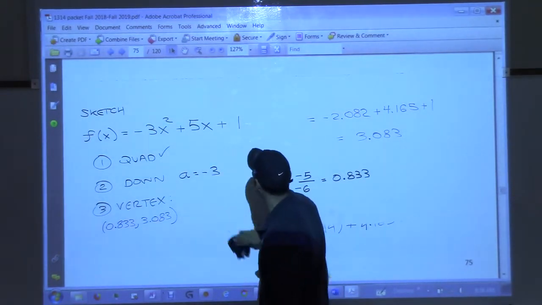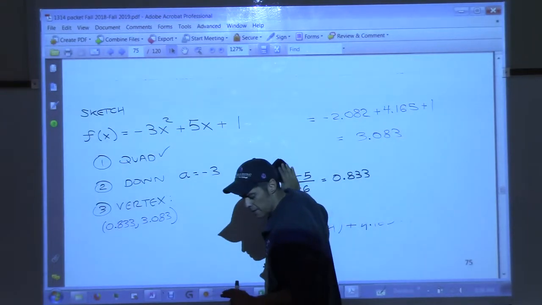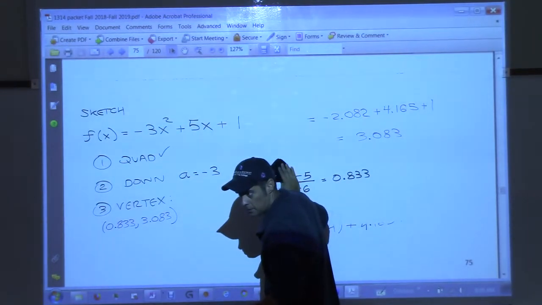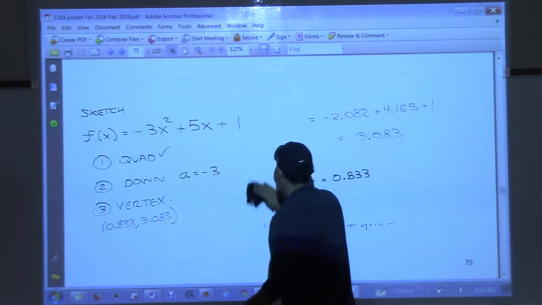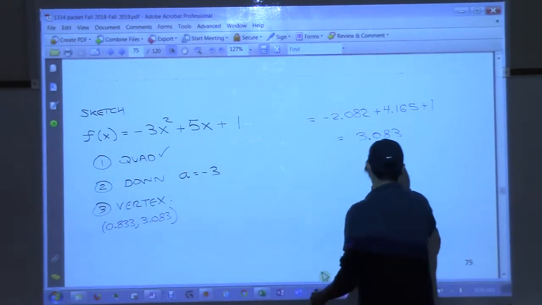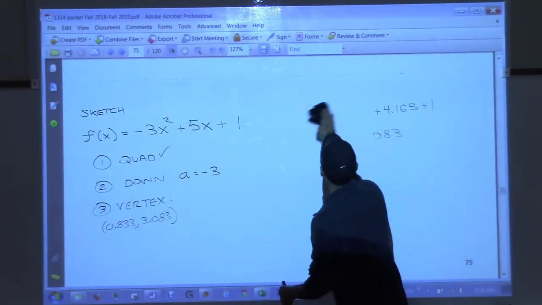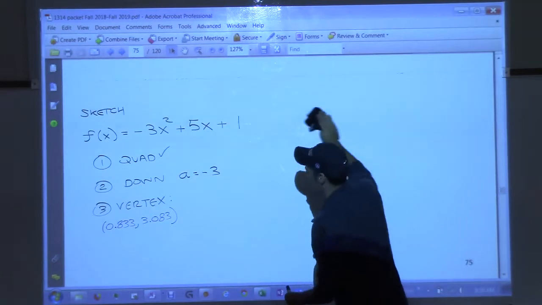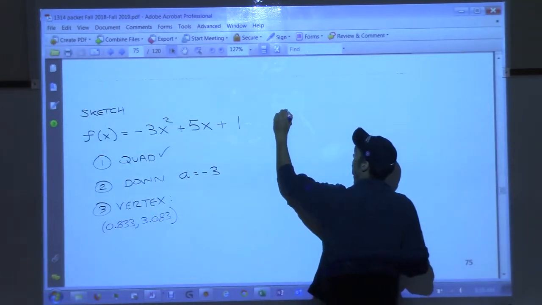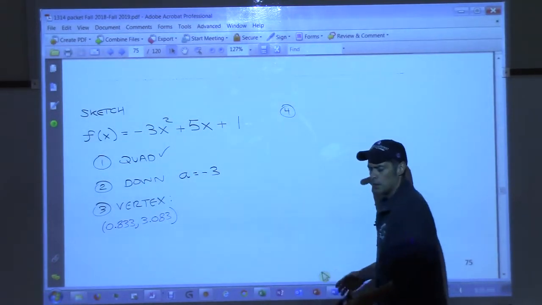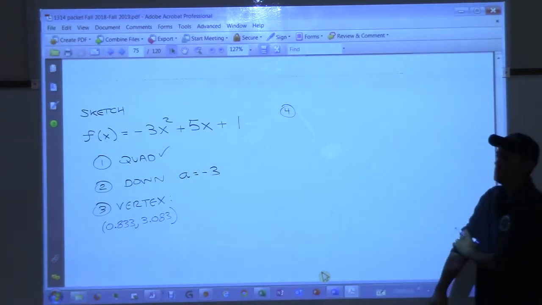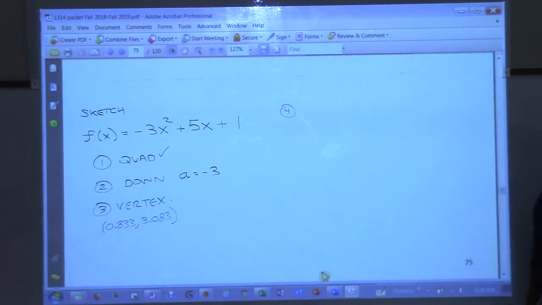Let's see, it opens down. What's our next step, Macy? Quick sketch. Okay. Do you remember why I told you to do a quick sketch? Why you should probably go and do this step? Yeah, this will tell us whether or not we have x-intercepts.